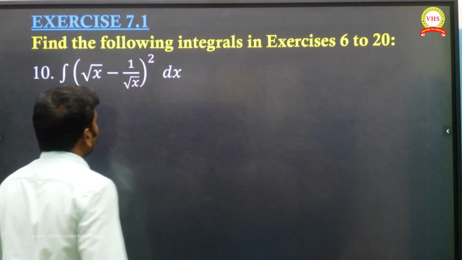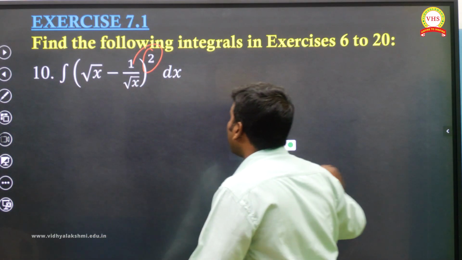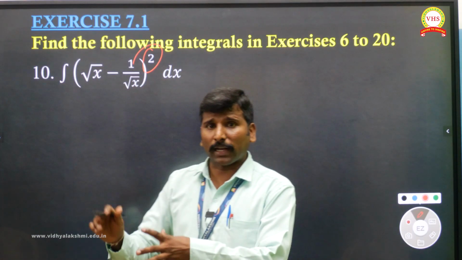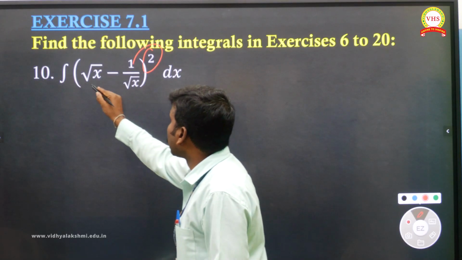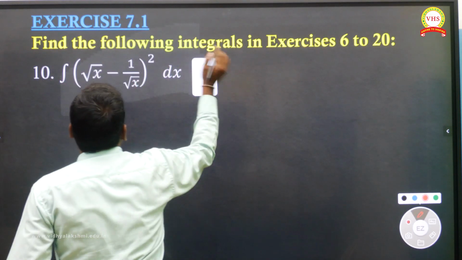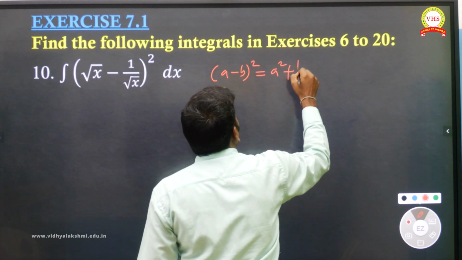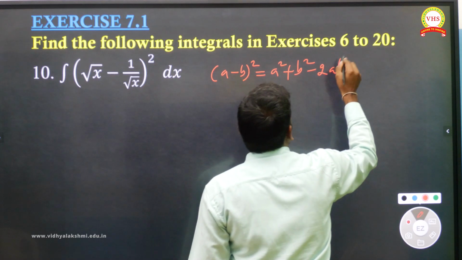Question number 10 is also the same, but they gave a whole square. I said when we have a whole square, we must be careful, because we cannot take the integral directly, since inside both are variable. So you should apply the power first. What is the a minus b whole square formula? It will be a square plus b square minus 2 times ab.